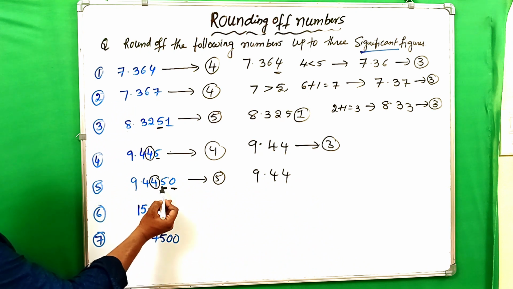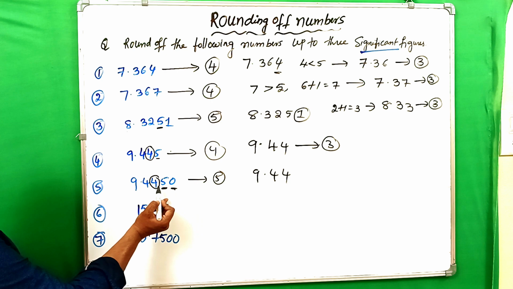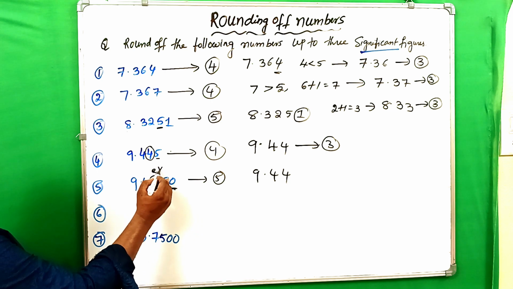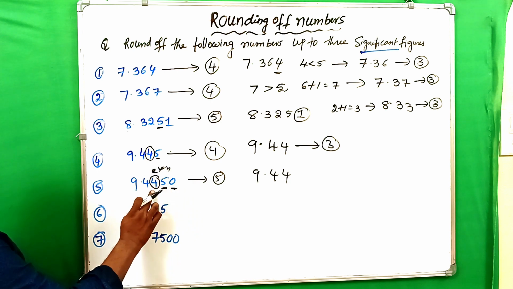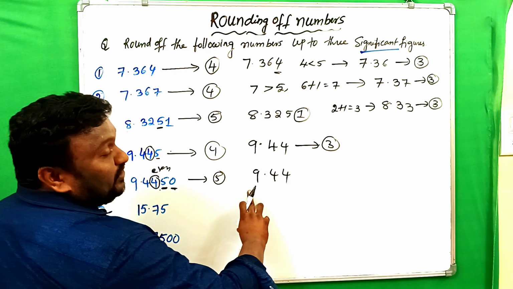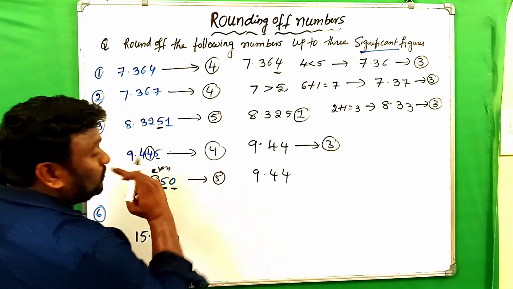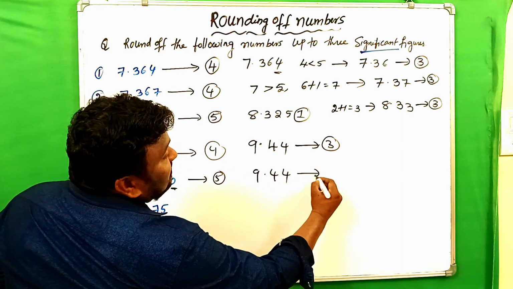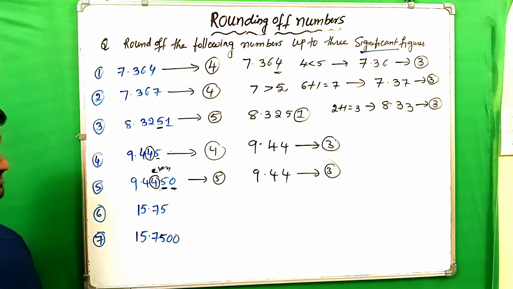Got it? When 5 follows the 0, we have to check whether the preceding number is even or odd. 4 is even here, so there is no change in the 4. That's why 4 is unchanged. Then what do you write finally? 9.44. That's why finally it has 3 significant figures.